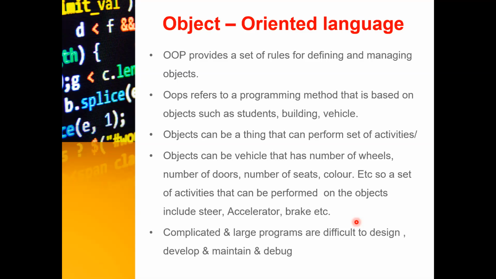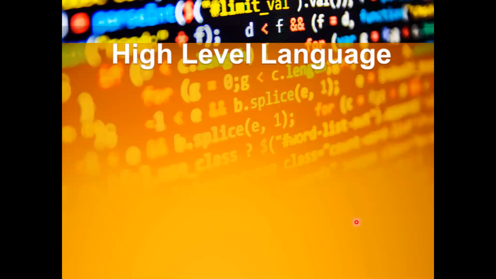Complicated and large programs are difficult to design, develop, maintain, and debug. But these languages make it easy for programmers to make programs. For example, C, C++, PHP, and Java. High-level languages have further types: C, C++, Java, C#, and VB.